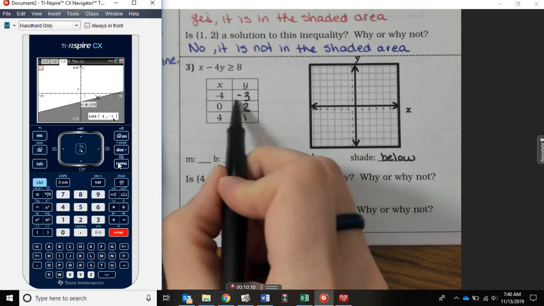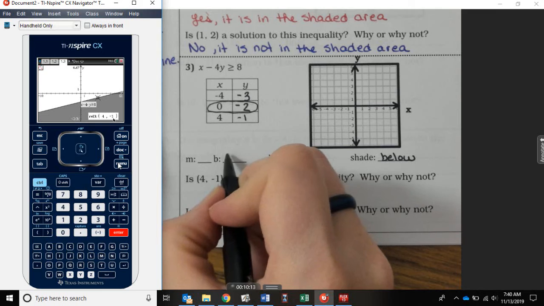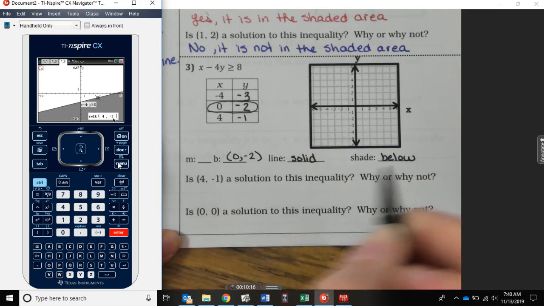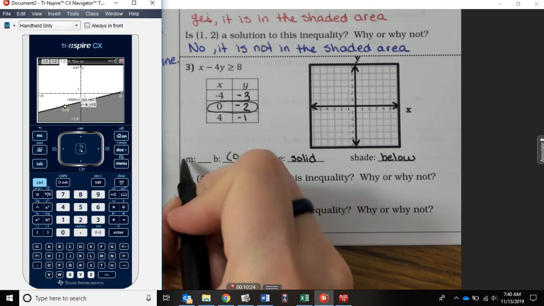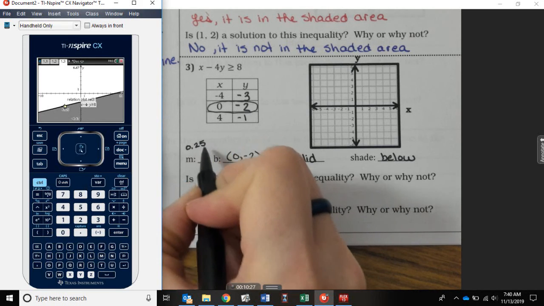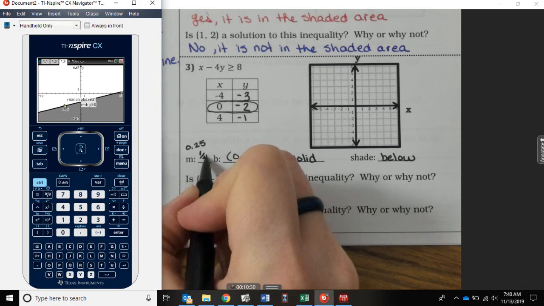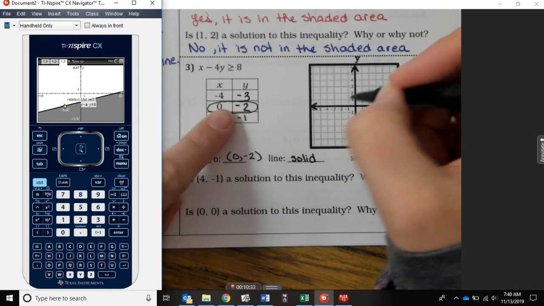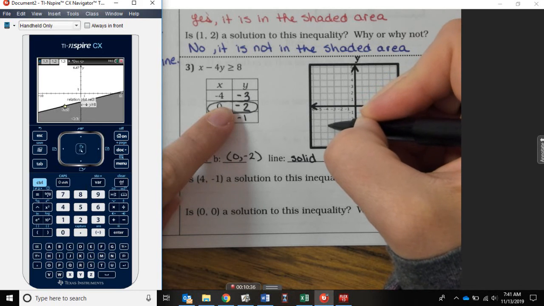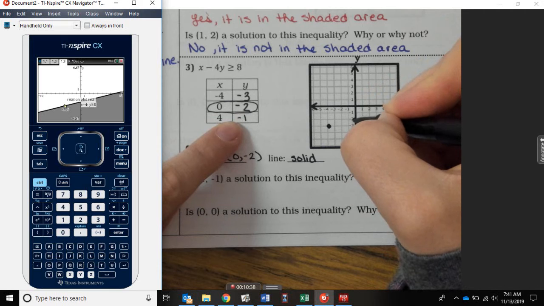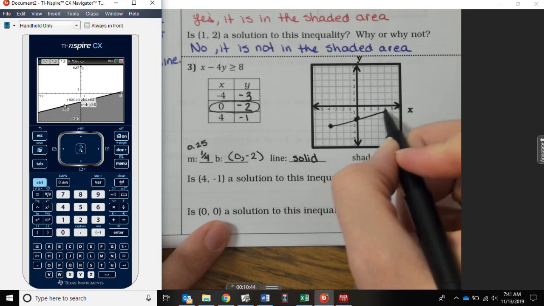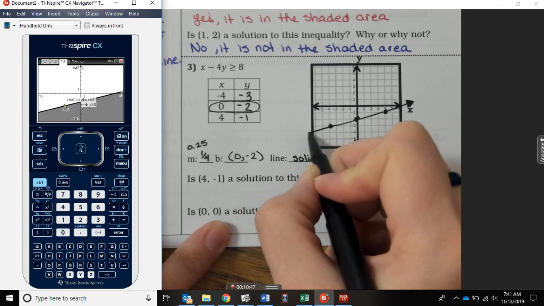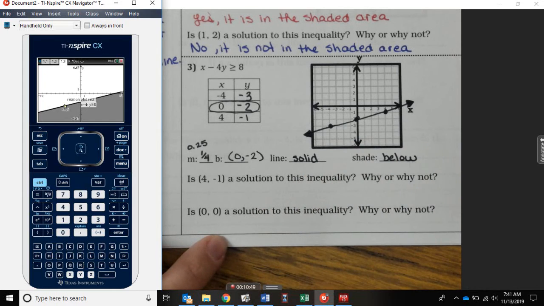My y-intercept is right here, 0, -2. And I can find my slope by pressing menu, 6, 5. If I hover over the line, it tells me my slope is 0.25, which is a quarter, and that would be 1/4 as a fraction. So let's plot these points. -4, -3, 0, -2, and 4, -1. And my line is solid, so I just connect them. Keep going though and put arrows on the end. And then we're shading below the line.